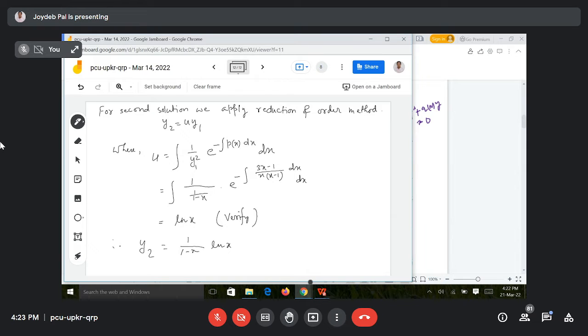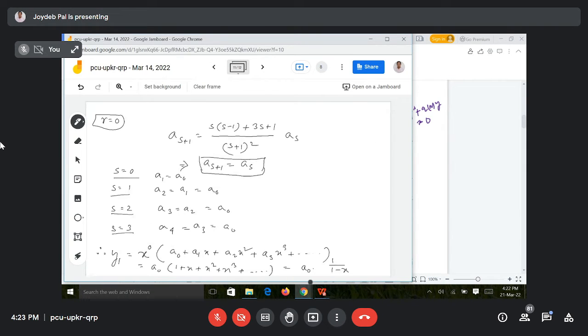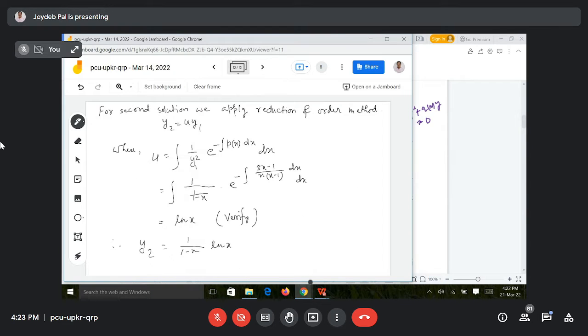Fine. Now you can write the general solution. You have got the two independent solutions y1 and y2. Therefore, the general solution is what? c1 y1 plus c2 y2. Yes, sir. y is equal to c1 times 1 by 1 minus x plus c2 ln x into 1 by 1 minus x. That is the general solution.